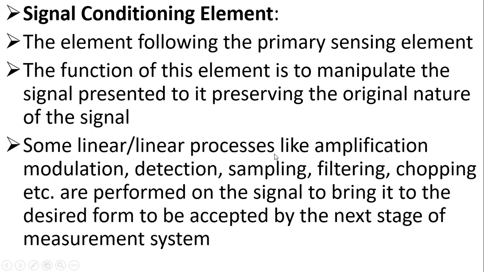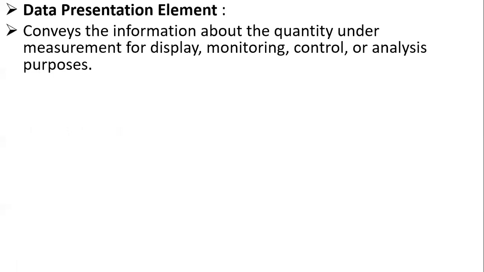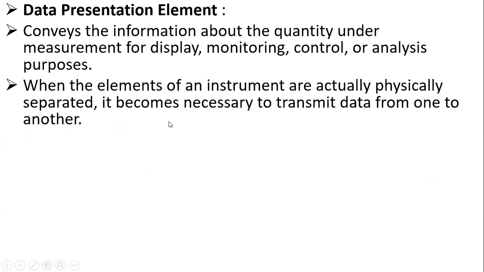Some linear or non-linear processes like amplification, modulation, detection, sampling, filtering, chopping, and conversion, analog to digital conversion and digital to analog conversion, etc., are all performed on the signal to bring it to the desired form that may be accepted by the next stage of the measurement system, because the signal coming from the signal conditioning system should be readily represented by a data presentation element. The data presentation element conveys the information about the quantity under measurement for display, monitoring, control, or analysis purposes.